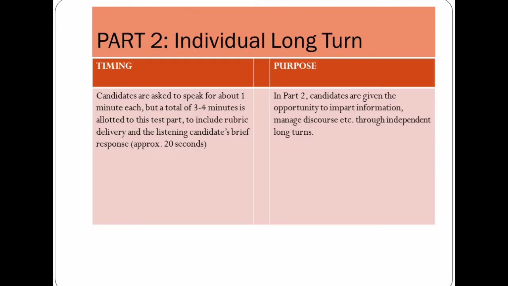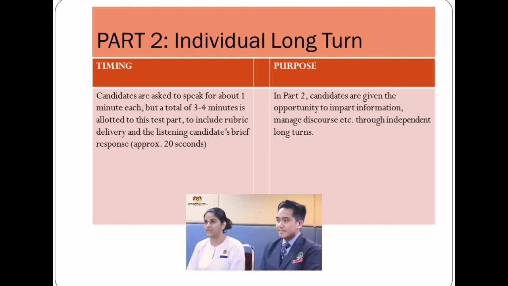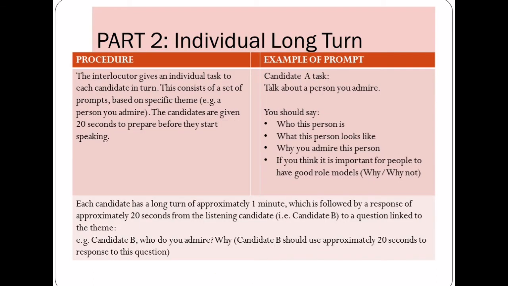Candidates are asked to speak for about 1 minute each, but a total of 3 to 4 minutes is allotted to this test part, to include rubric delivery and the listening candidate's brief response, approximately 20 seconds. In part 2, candidates are given the opportunity to impart information, manage discourse, etc. through independent long turns. The procedure: the interlocutor gives an individual task to each candidate in turn.